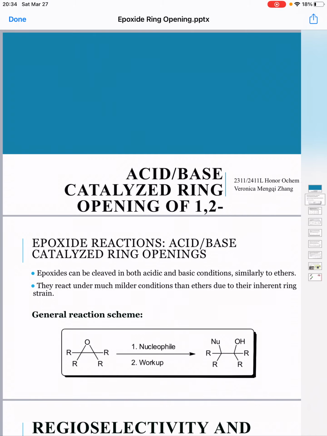Hi everyone, this is our second to last experiment of this semester. It's called acid-base catalyzed ring opening of epoxide. In the post-lab analysis, you will need to first predict the ratio difference between the two reactions, and then compare it to the results you got from the experiment. If your prediction matches the data analysis, then you confirmed what you predicted, right?